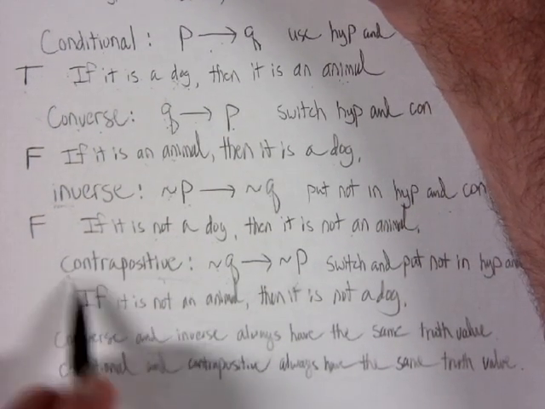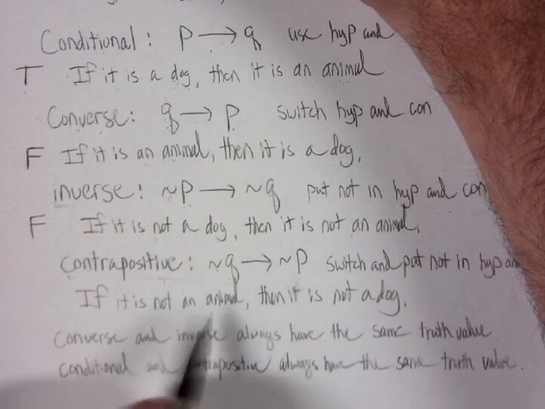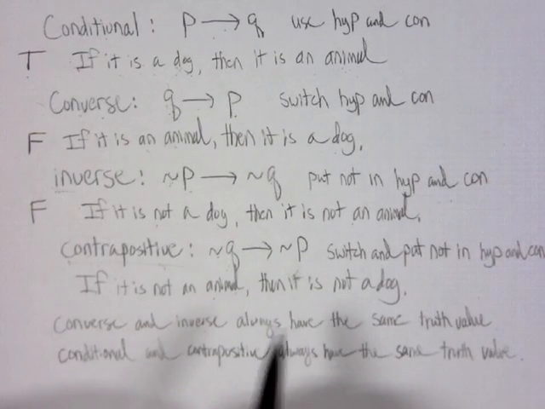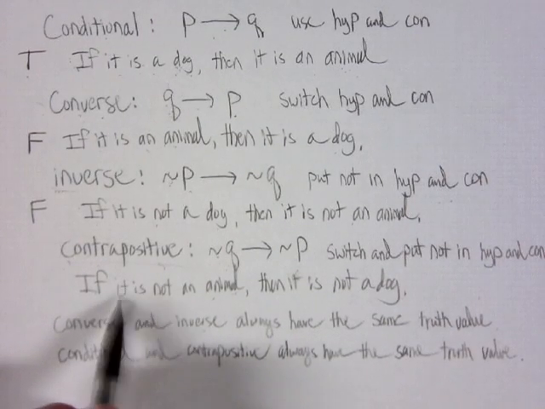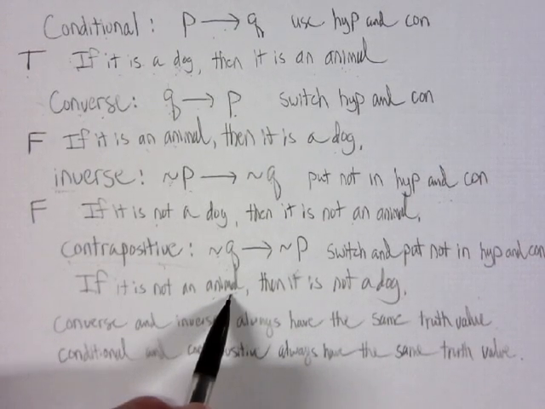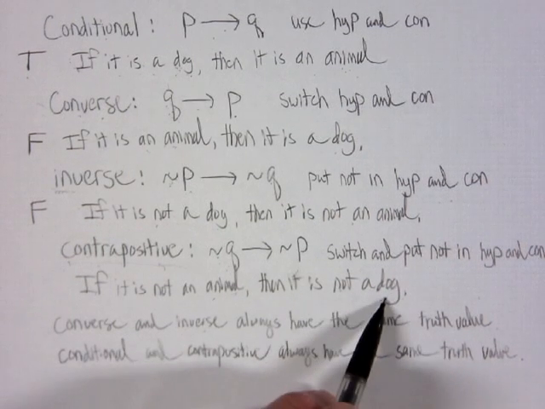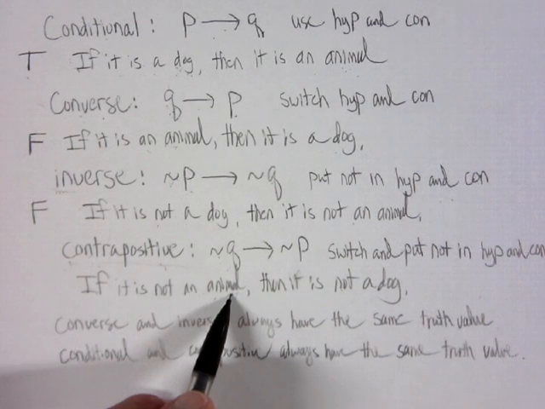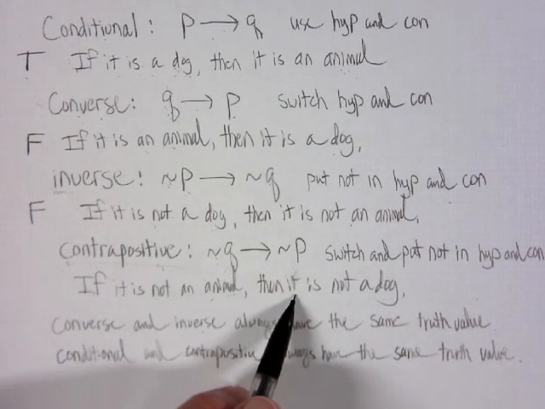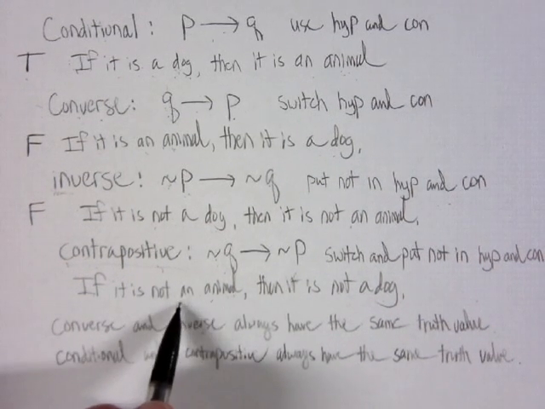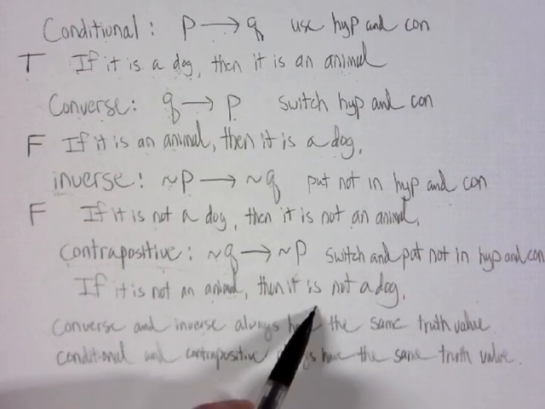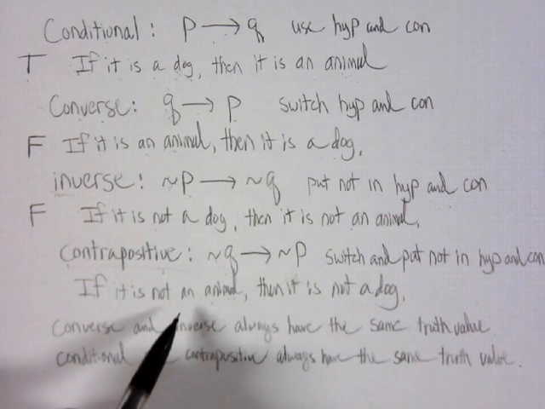All right, what about the contrapositive? If it's not an animal, then it's not a dog. Let's see if that's true. If I have something that is not an animal, is it also true that it would not be a dog? Let's think about something that's not an animal. A pencil is not an animal. Is that a dog? No. A TV is not an animal. Is it a dog? No. A computer is not an animal. Is it a dog? No. A table? No.